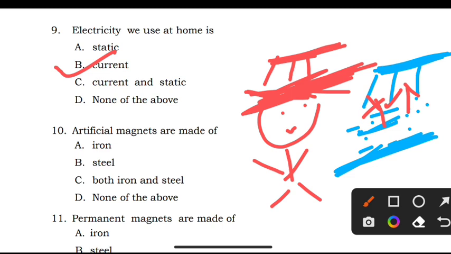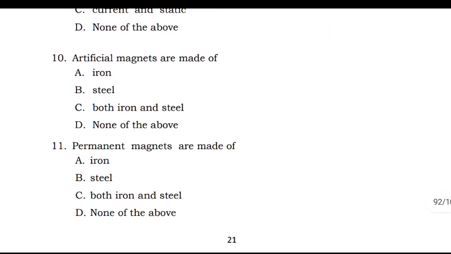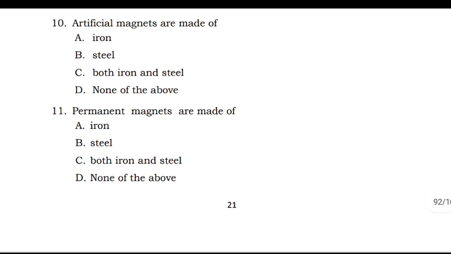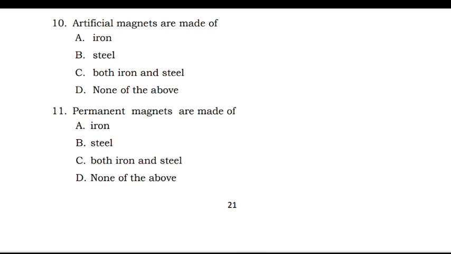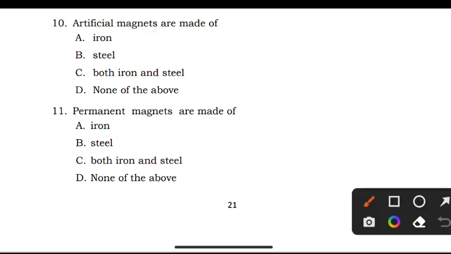So here we are at question number 10, right? Artificial magnets are made up of iron, steel, both iron and steel, none of the above. Option C will be the correct answer, because artificial magnets are made up of both iron and steel. Question number 11. Permanent magnets are made up of iron, steel, both iron and steel, none of the above. So here option B will be the correct answer, because permanent magnets are made up of steel and artificial magnets are made up of both iron and steel.